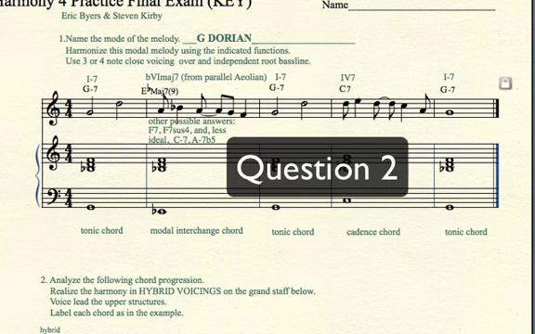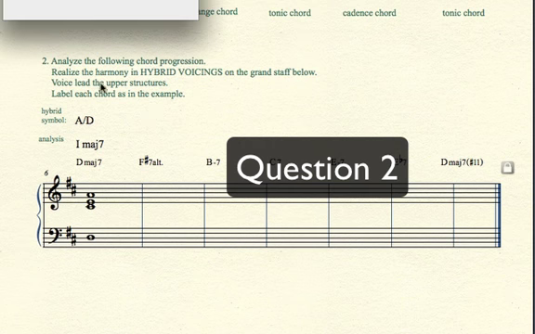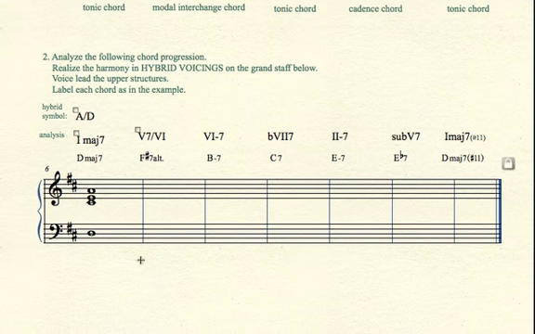Okay, moving on to question 2. Analyze the following chord progression. So the first step is to analyze. So you go through and you do your Roman numerals analysis on this. If you haven't done this yet, pause the video and do that. Here's the answer for the analysis.